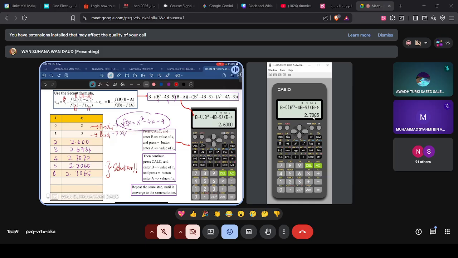So what is the FB? F is the function given in the question. So you substitute, x will become B, 4B minus 9, and so on. You get the new value. Now this one becomes B, this one becomes A. You just press CALC, then you will get the new B, the new A, and so on until you reach the same solution.